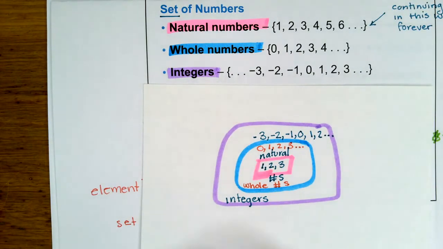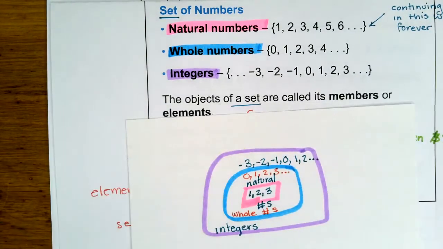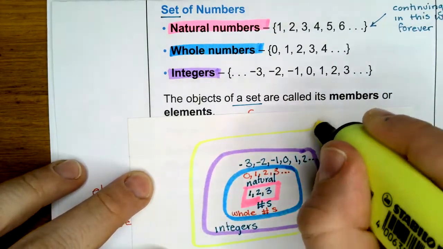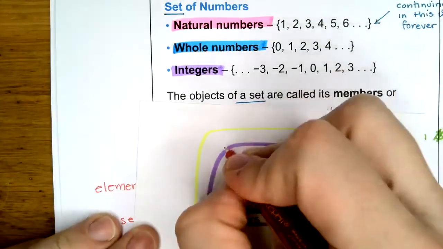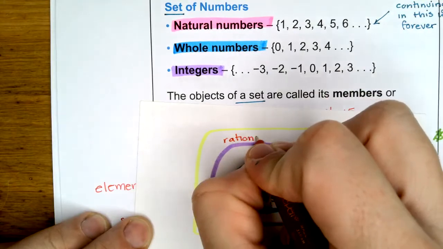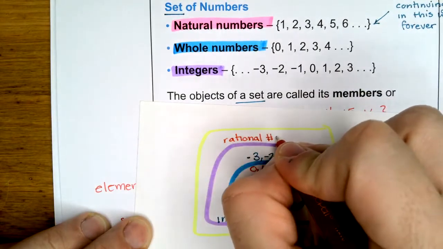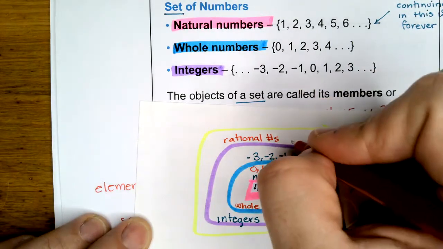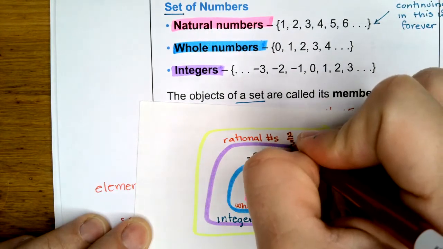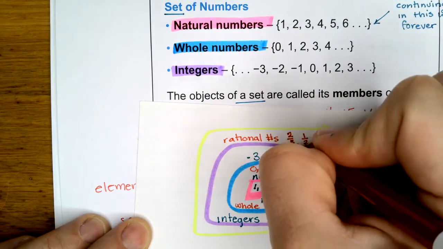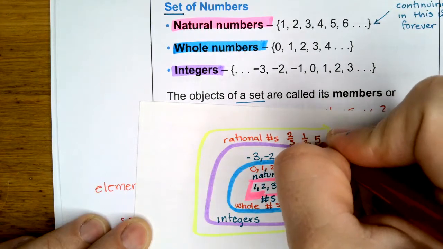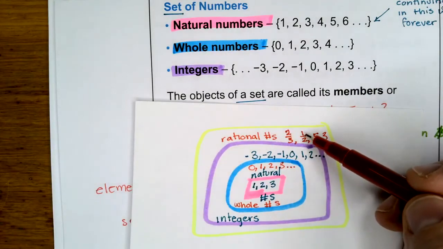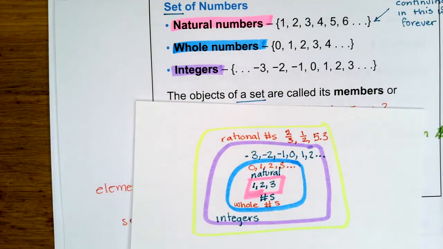Those are the integers. And then all integers are rational numbers. So rational numbers are expressed as a quotient of integers. So like we said, 2/3, 1/2, 5.3, any decimal that ends, and any fraction you can invent is a rational number.